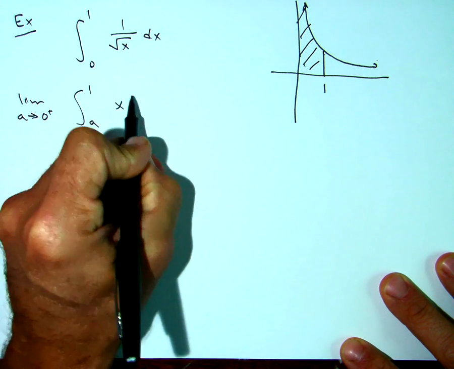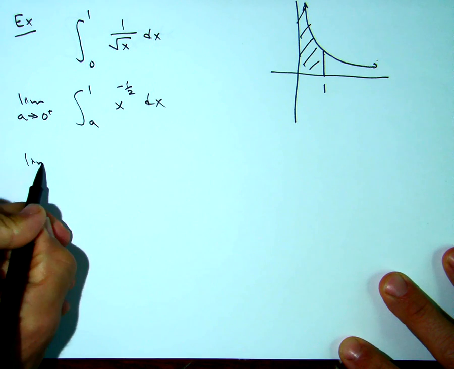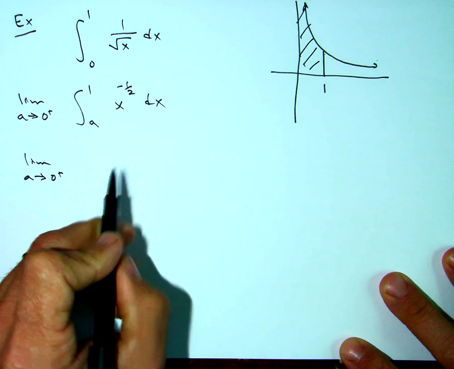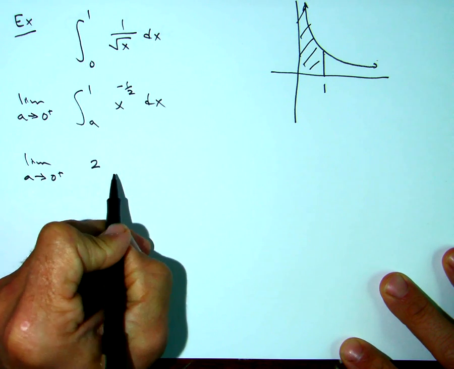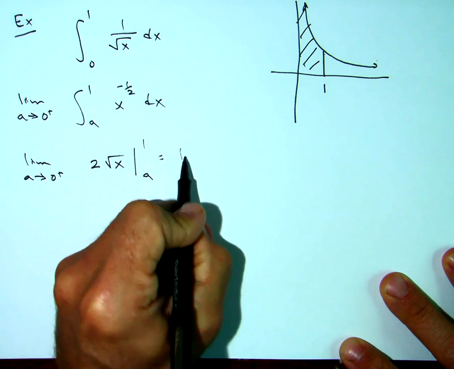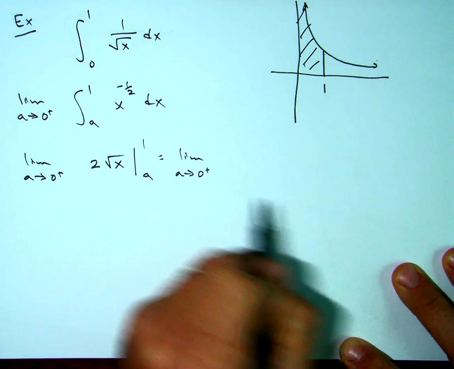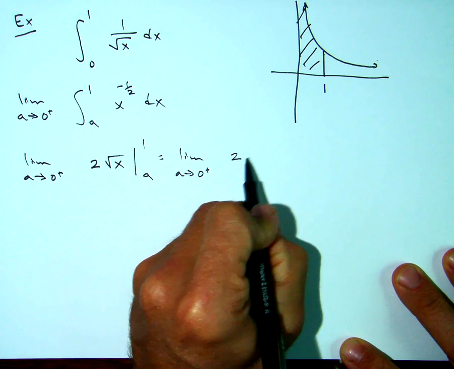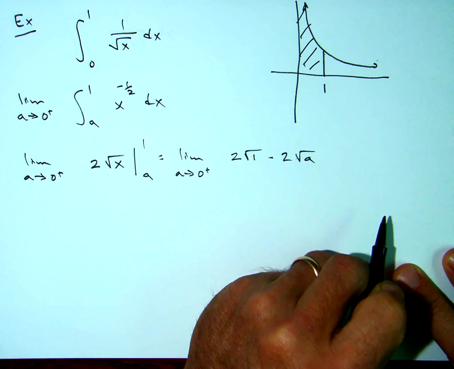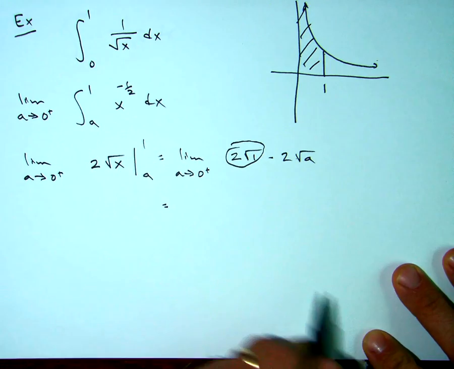Let's just rewrite this as x to the -1/2 dx. Using the power rule, we add 1, divide by the new exponent, so we're going to get 1/2 divided by 1/2, so we're going to get 2x to the 1/2, or 2 square root of x. At the limits a and 1, at the limit as a goes to 0 from the right, this is going to give me 2 times the square root of 1 minus 2 times the square root of a. Okay, so this part doesn't have any a in it, so we can just rewrite that as 2.